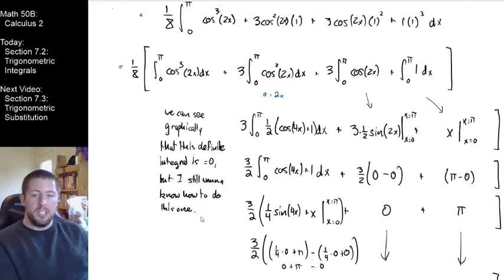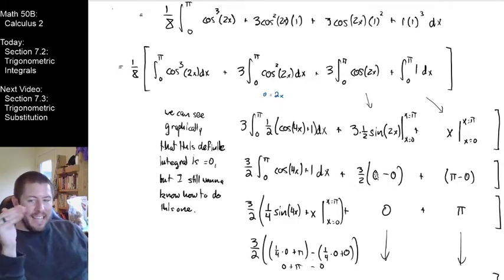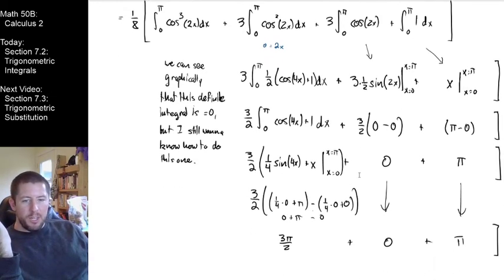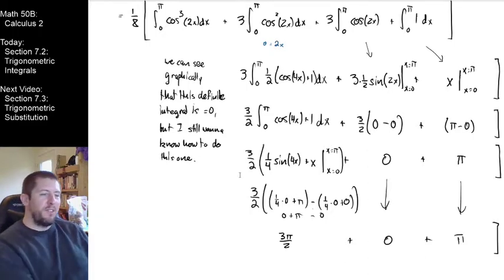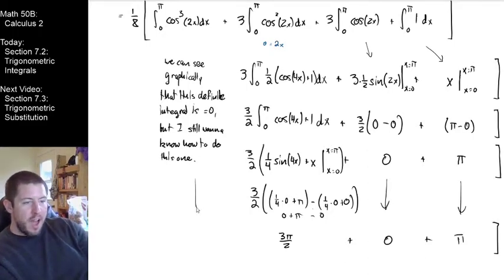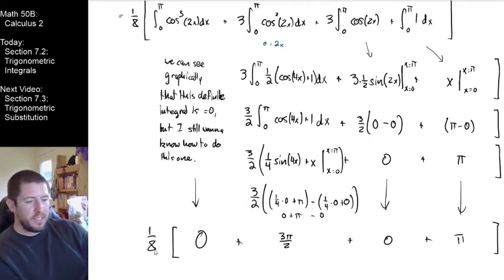So my comment here is just saying I can graphically see that this definite integral is going to be 0. So I'm good to go on its contribution to this overall value right here. But I still kind of want to know how to do cosine cubed. That's still a thing of interest for us. So I'm going to give it its contribution of 0 to the overall process. This is now the thing that we're going to take 1/8 of. It looks like we're done with this guy now.